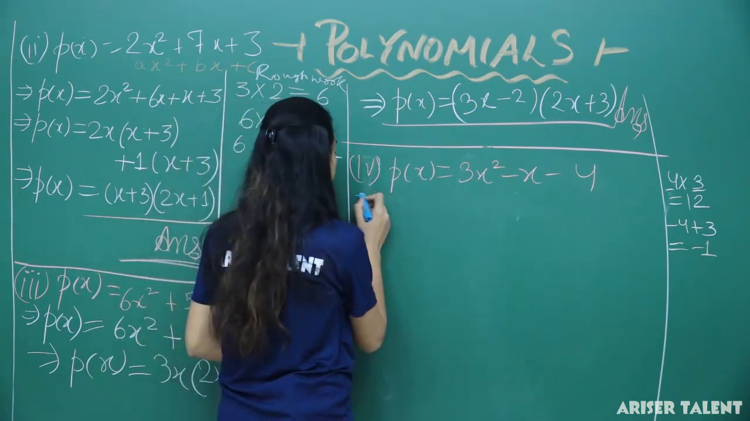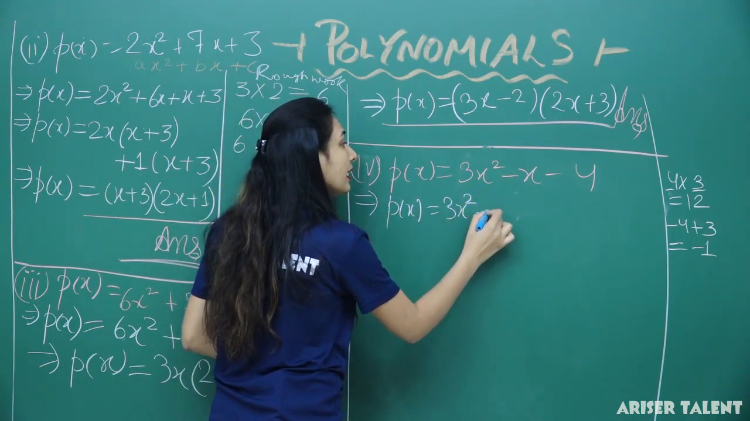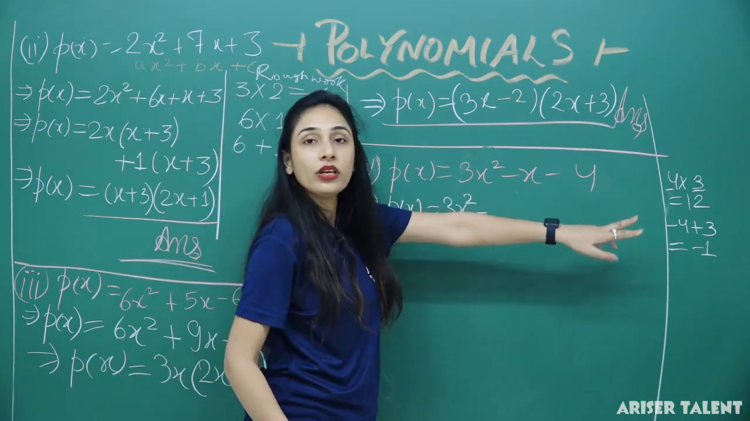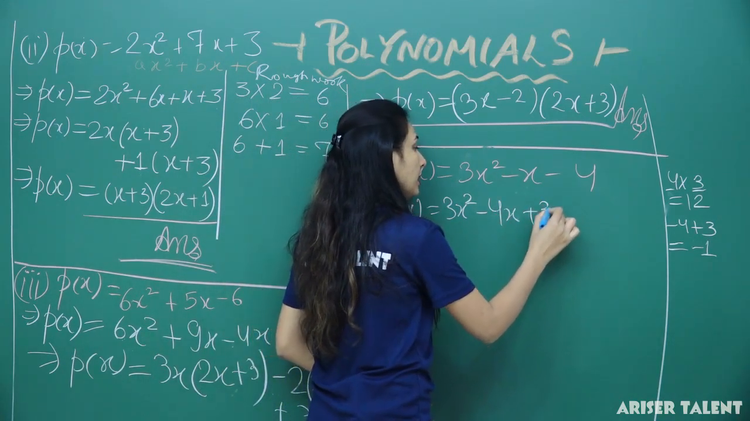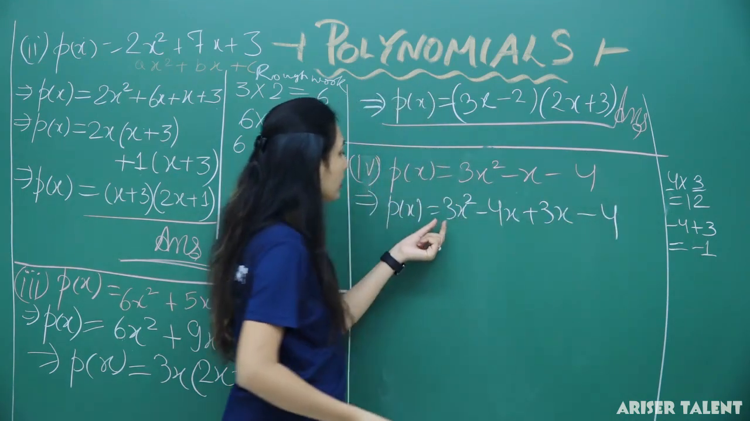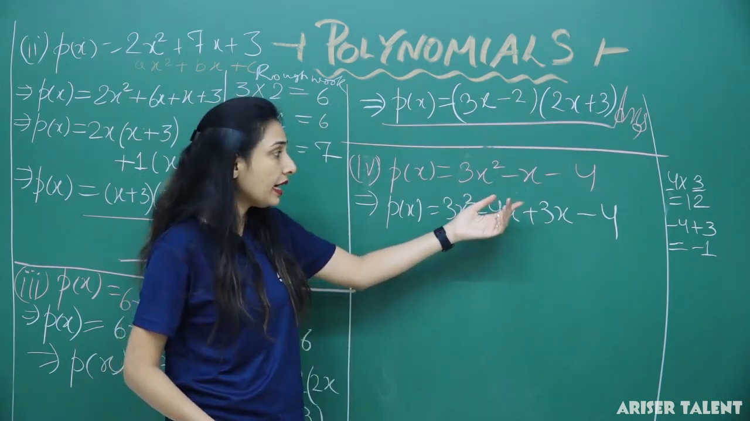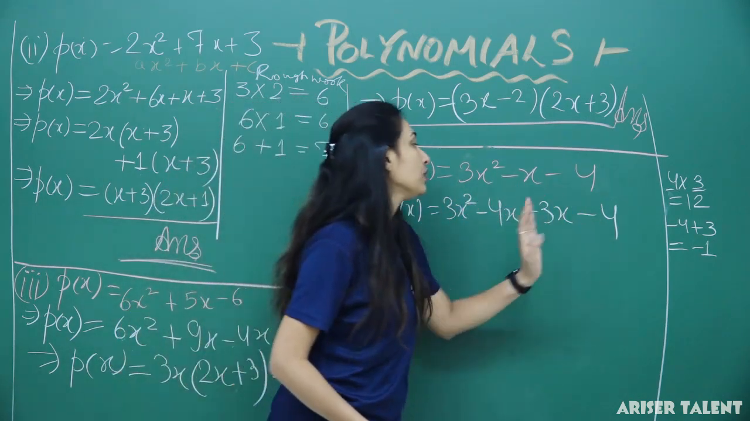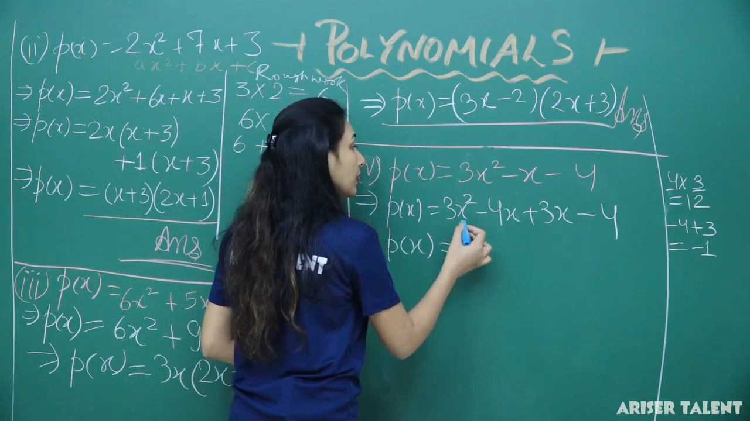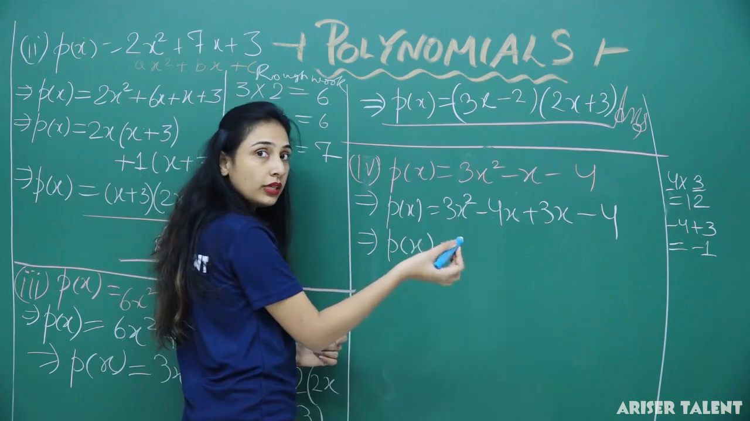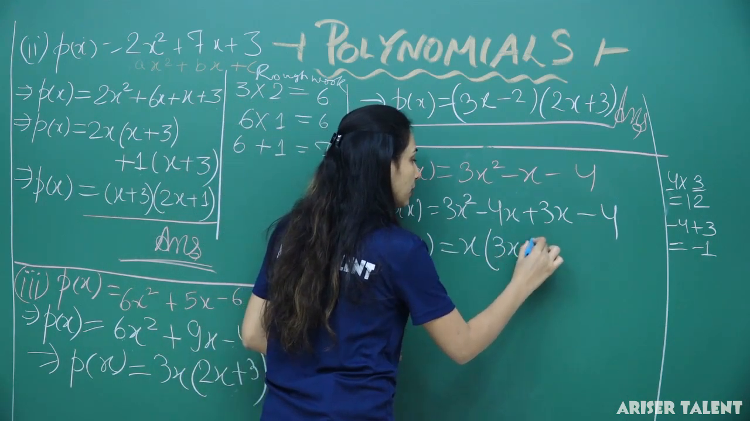Okay. So, that implies that Px will be equals to 3x square. Now, how will you write minus x? Simply minus 4x plus 3x format. Again, you can calculate it. This is 3x square minus 4x plus 3x is minus x. So, again, you have to rewrite it. There is nothing changed and minus 4 here. Then Px equals to, now what will you take common? You can just take x common, so that will be x, 3x minus 4 common.